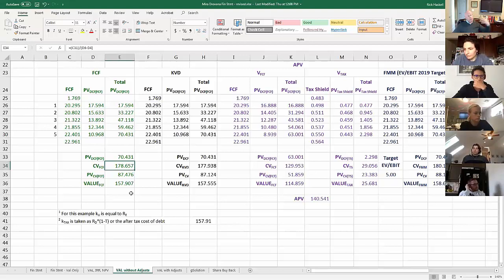That's because we don't have as much growth. And if there's not going to be as much growth, there's not going to be as much value in the entity, right? We've lost that dynamic. So I come up with valuing it in this formal way, 157.9.